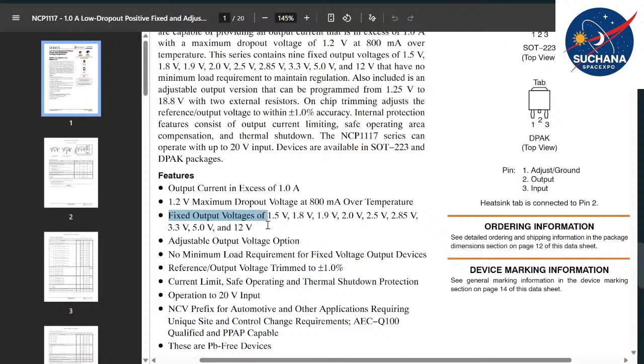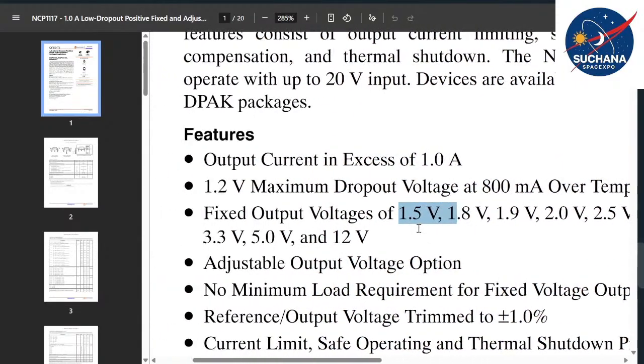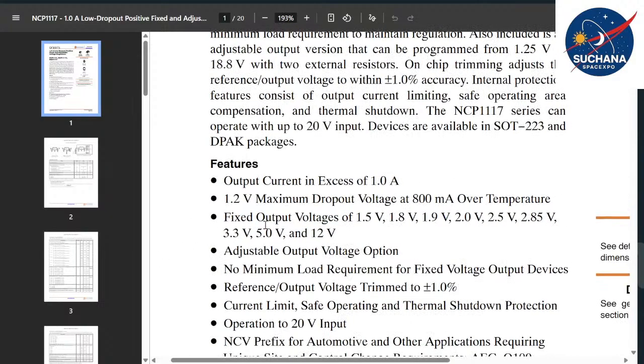It is available in different output voltages, starting from 1.5 volt, 1.8, 1.9, 2.0, 2.5, 2.85, 3.35, 12. So, fixed output voltage. Let's assume that if you take NCP 1117 5.0, the output voltage will always be equal to 5.0, a fixed, stable output voltage. If you take NCP 1117 3.3 volt, then the output voltage will be 3.3 volt only.